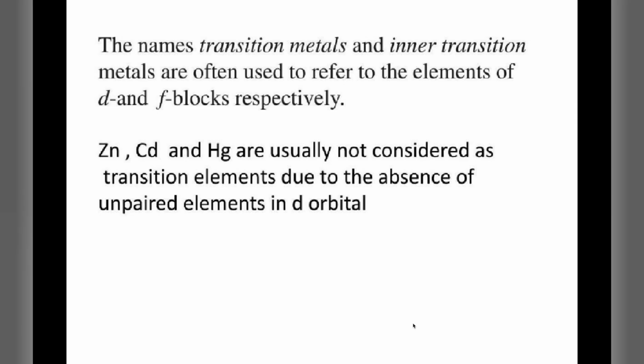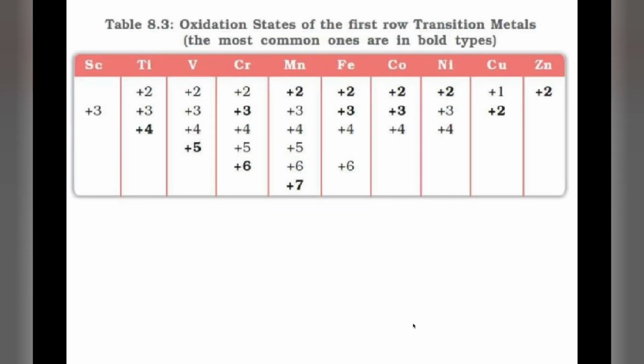Then the names transition metals and inner transition metals, as I already said, are often used to refer to the elements of the d block and f block. So zinc, cadmium and silver are not usually considered as transition elements due to the absence of unpaired electrons in the d orbital. I repeat this point again and again because it is highly important. Now we already discussed the oxidation states of the first row of transition metals.